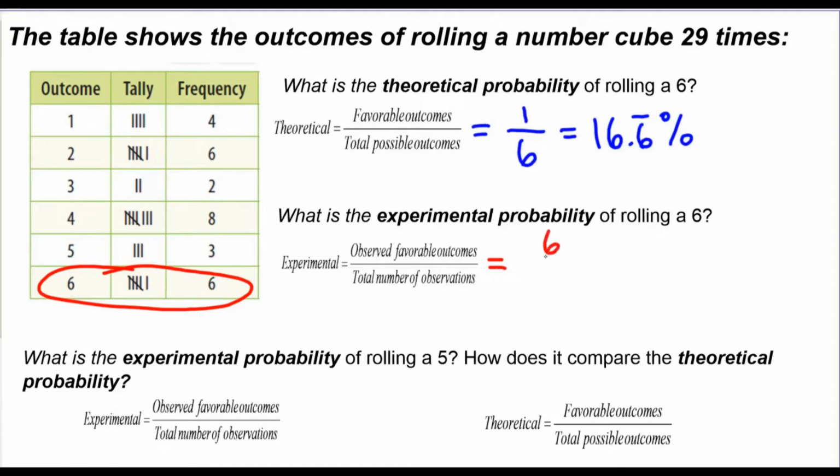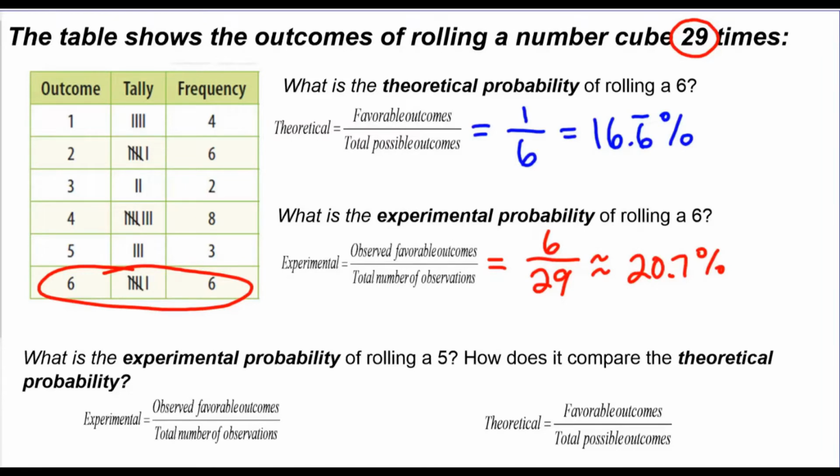We observed a 6 rolled 6 times, and then in the denominator is the number of observations. How many times did we roll the dice? And then we saw that we had rolled it 29 times. So our observed, or our experimental probability, is 6 out of 29, which is about 20.7%.